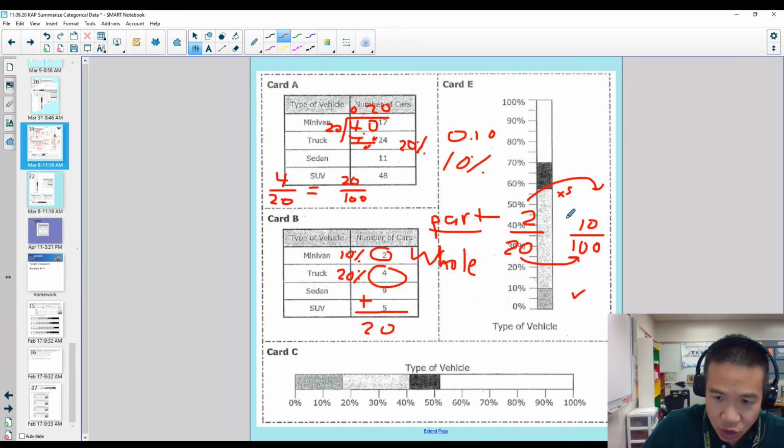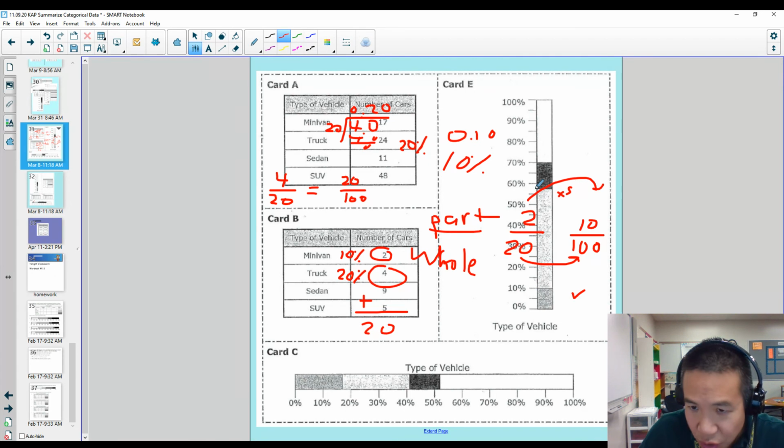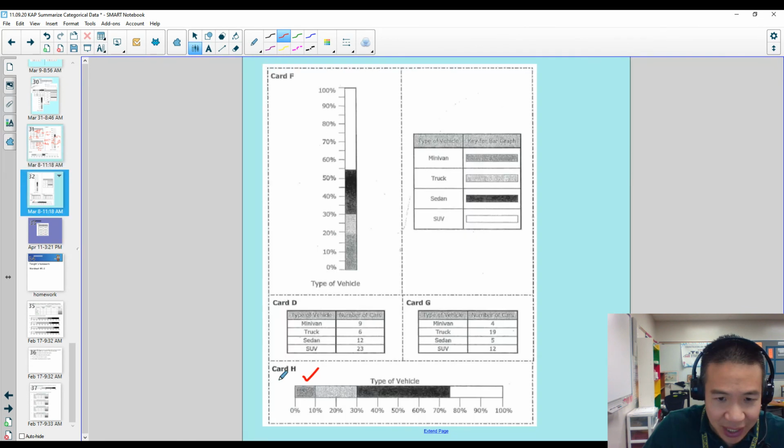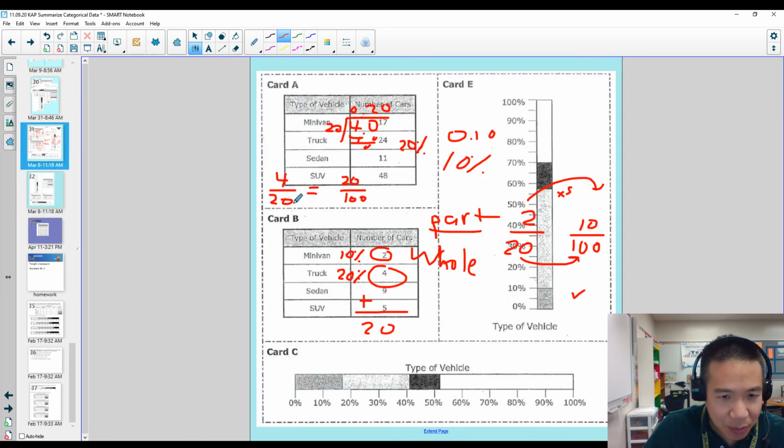Let's look at this one. Is the truck 20%? It started at 10. It ranged from 10 to 53-ish, 55-ish. That's more than 20%. So maybe it's card H. It goes from 10 to 30. So how far is it from 10 to 30? 20%. And that's why it's card H. So that is how you turn a table into a percent bar, or match it, by finding the part to whole.